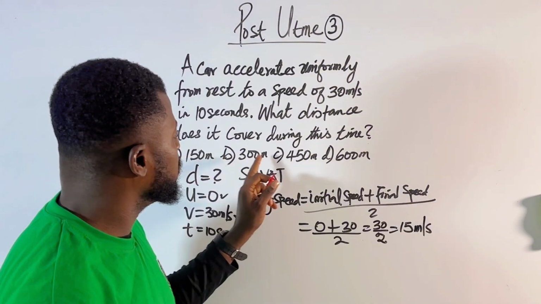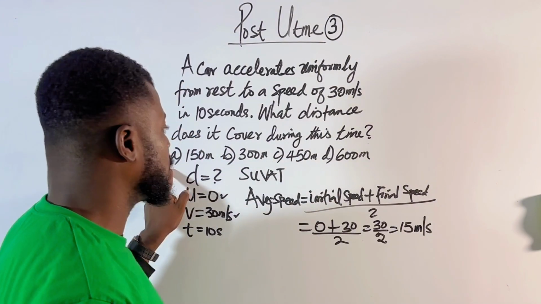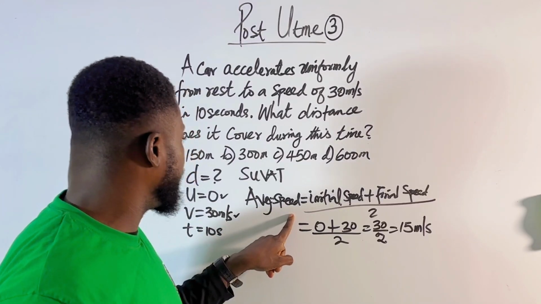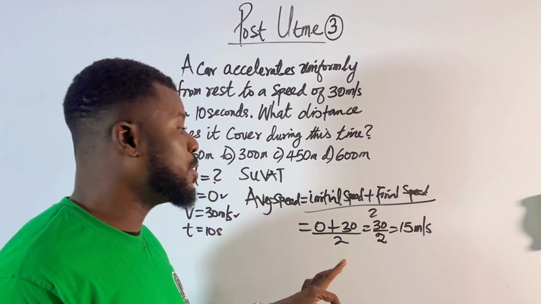But you see 15, you know see am. Some people go rush go take this particular one. You dey deceive yourself. Oh, no try am. Remember, say no be average speed. They say make you find distance. So how I want to find distance?